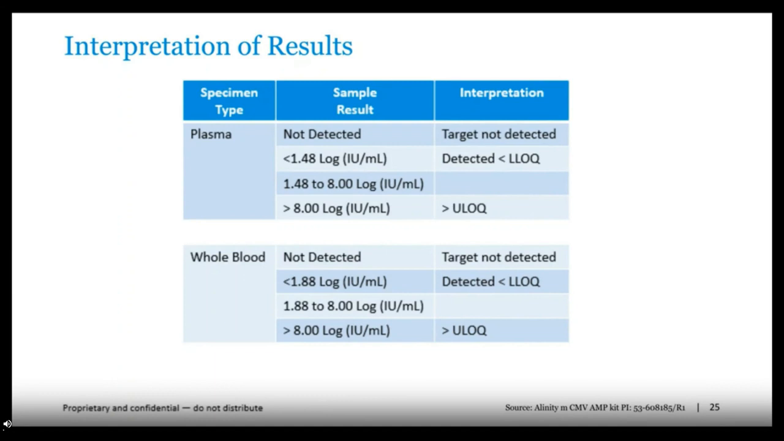You can get a result of detected, but below the lower limit of quantification for both specimen types, and they're shown on the slide here, and also above the upper limit of quantification. You will get a result that is greater than what the upper limit of quantification is. And in both sample types, that's greater than 8 log international units per mil.